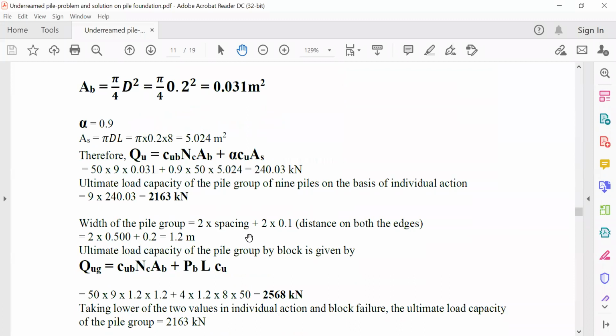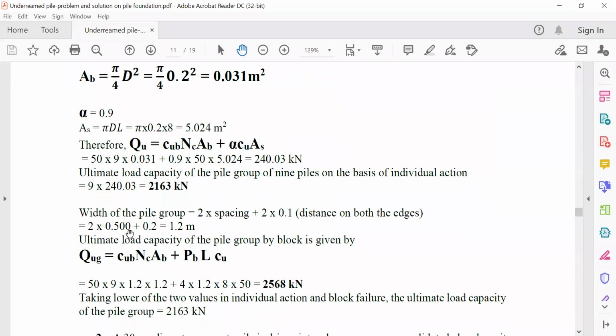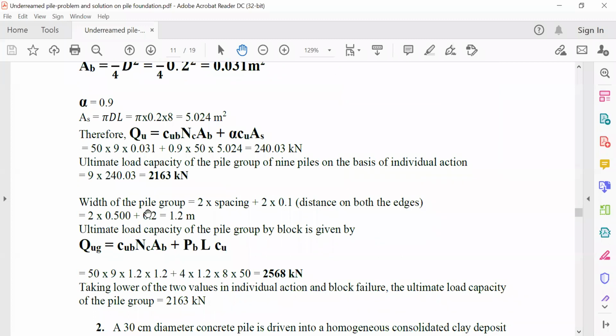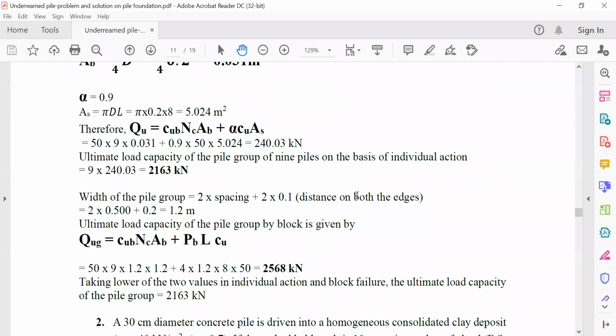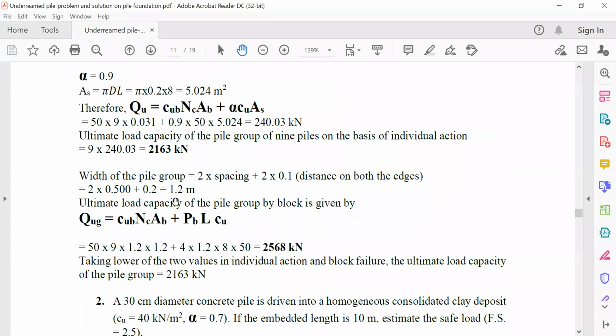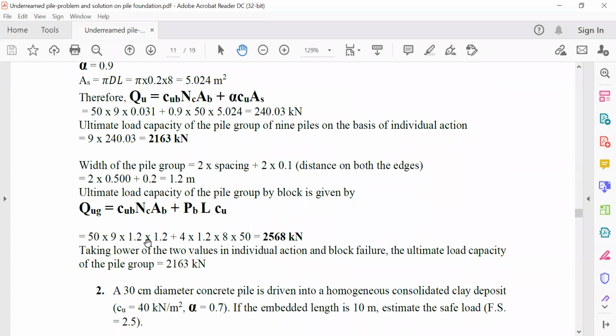So you can see here d by 2 means 0.1 because 0.2 is already there, the diameter. So this will be the width of the group of the piles. Group width हम ऐसे निकाल लिया। तो ये स्क्वायर पैटर्न है, तो स्क्वायर पैटर्न है तो उसका अल्टीमेट लोड कैपेसिटी हम लोग कैसे निकालेंगे?